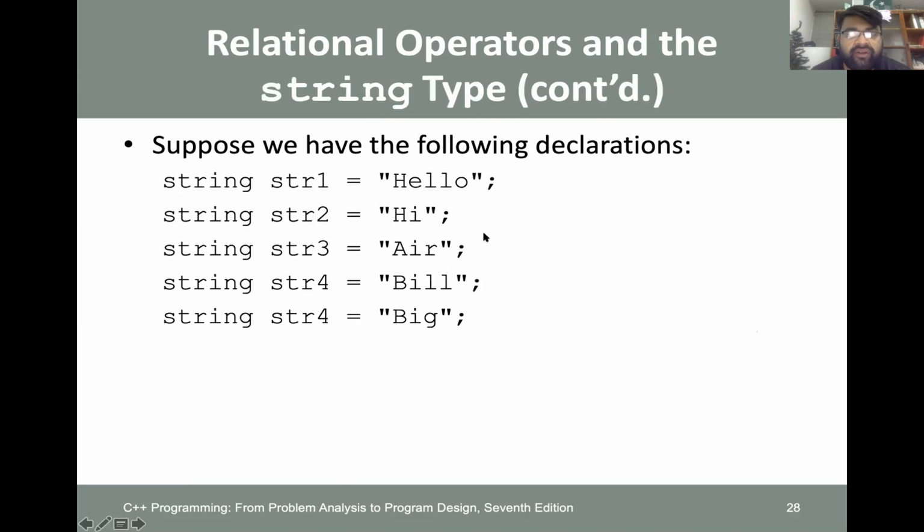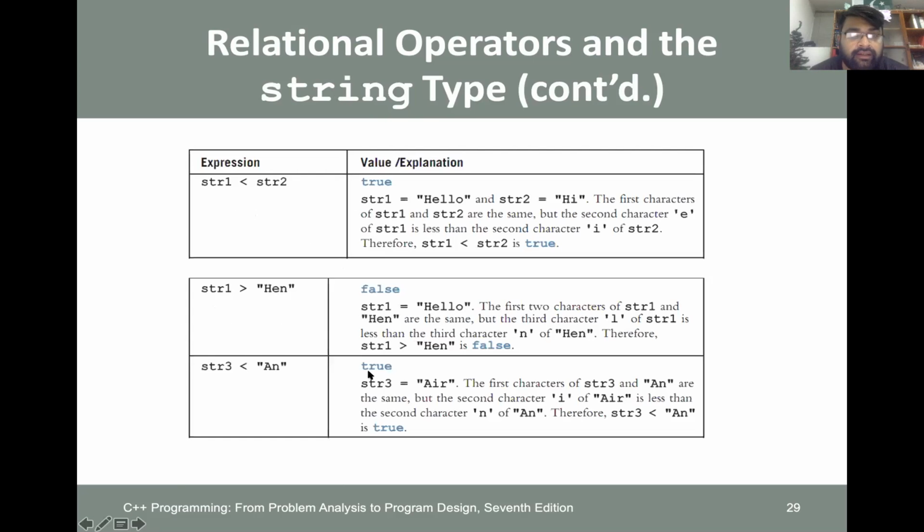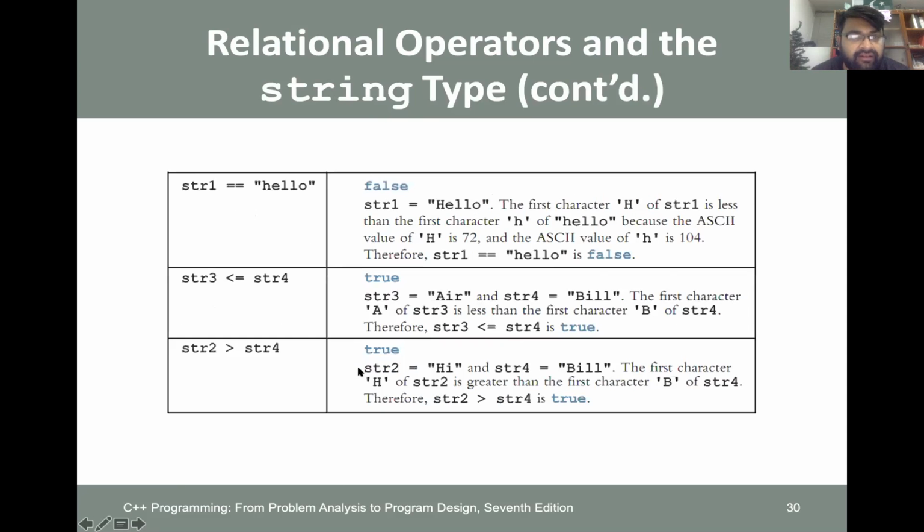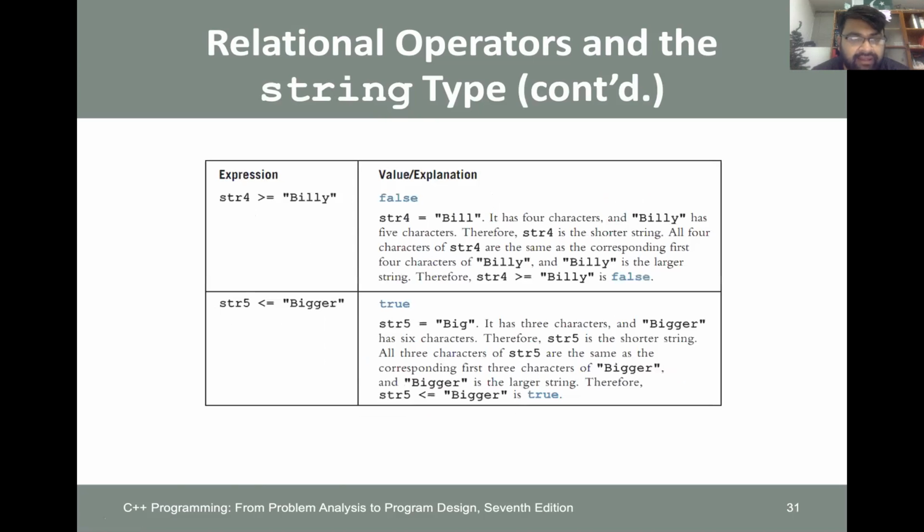So for example, you have the following declarations: hello for string 1, hi for string 2, air for string 3, bill for string 4, and big for string 5. Actually, I think this should be string 5. Maybe I'll see in the examples. Yeah, this is string 5.